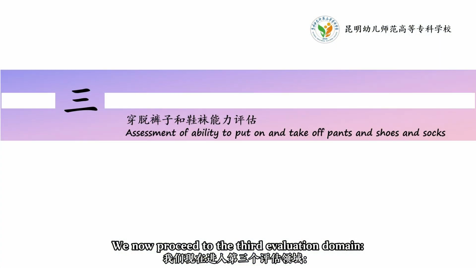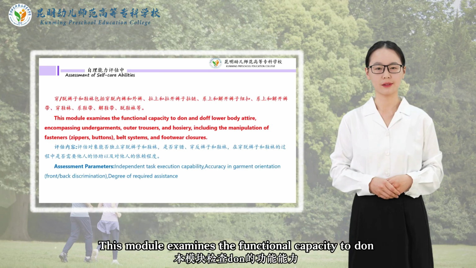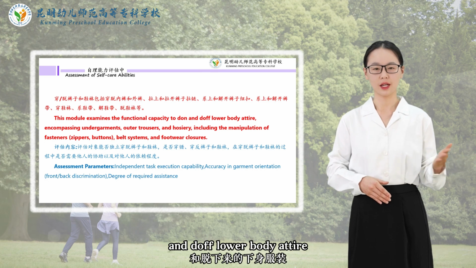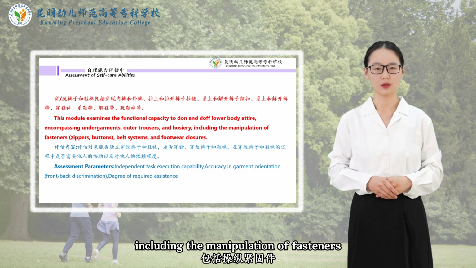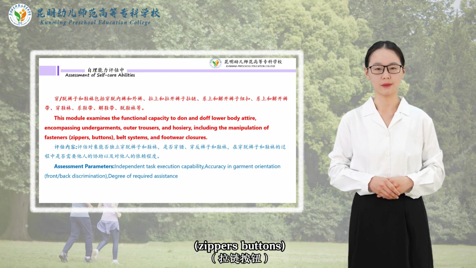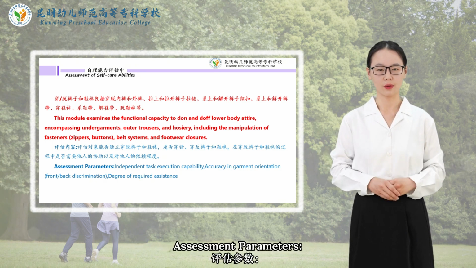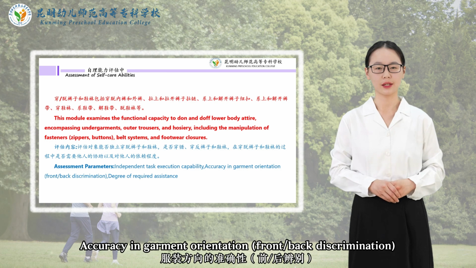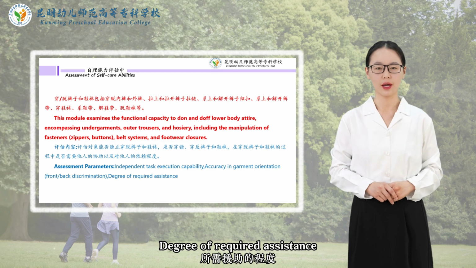We now proceed to the third evaluation domain: assessment of ability to put on and take off pants and shoes and socks. This module examines the functional capacity to don and doff lower body attire, encompassing undergarments, outer trousers, and hosiery, including the manipulation of fasteners, zippers, buttons, belt systems, and footwear closures. Assessment parameters: independent task execution capability, accuracy in garment orientation, front or back discrimination, degree of required assistance.